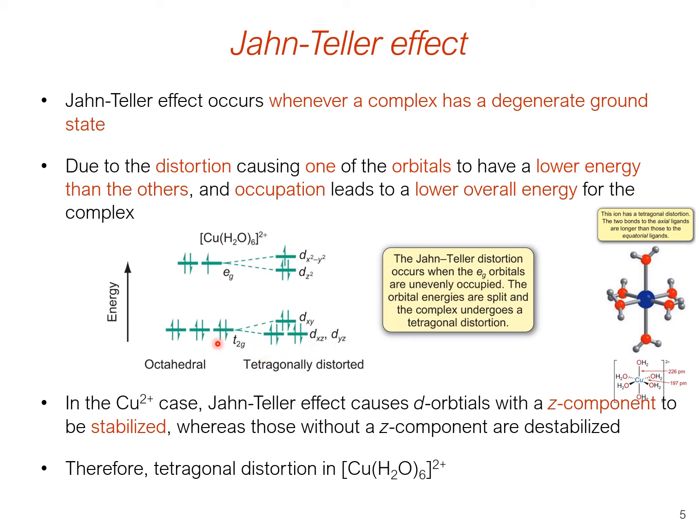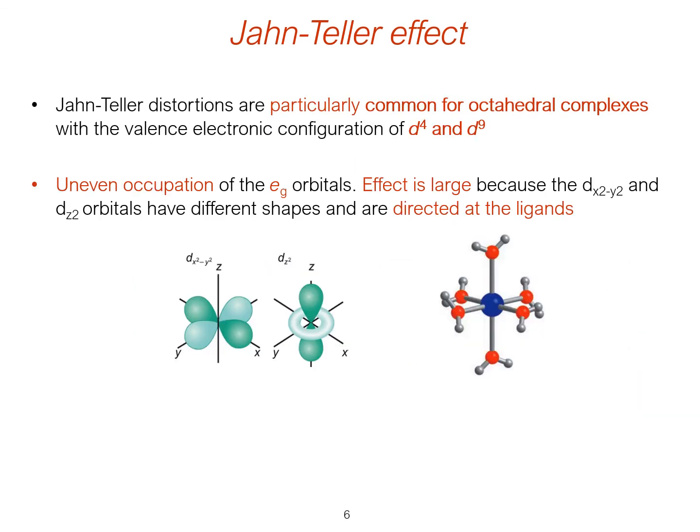But here we see what happens. So these two again, xz and yz, get stabilized, whereas xy is slightly destabilized, and dz² is stabilized, and dx² minus y² is destabilized. Now, it's not a massive change, but it means that there is a configuration that causes a lower overall energy, and that's why we get this elongation along the z-axis, to cause this lower overall energy rather than having the degeneracy. And as I said, Jahn-Teller distortions can occur whenever there's a degenerate ground state.